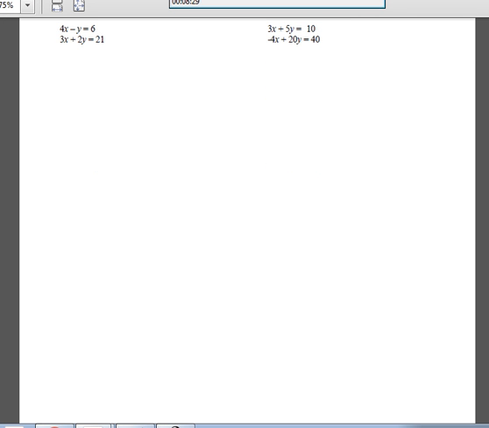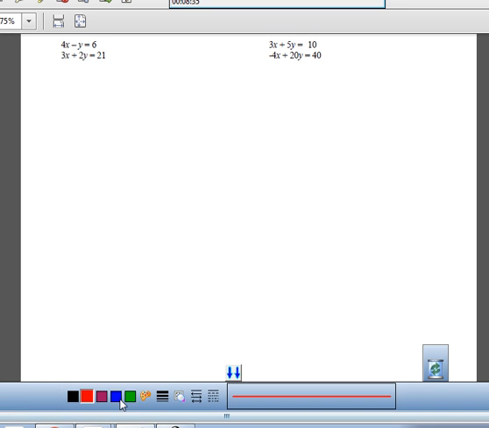Now we're going to take a look at the other equation. Use a blue pen for this one. So I have 3x plus 5y equals 10, negative 4x plus 20y equals 40. I could multiply the top equation by 4, or negative 4 I should say, because that'll give me a way to eliminate the 20y's.